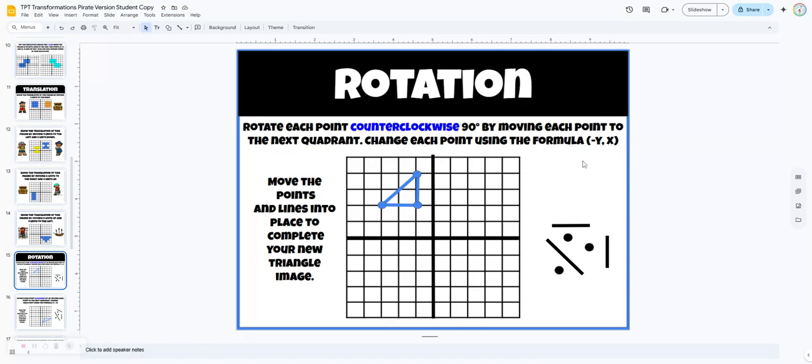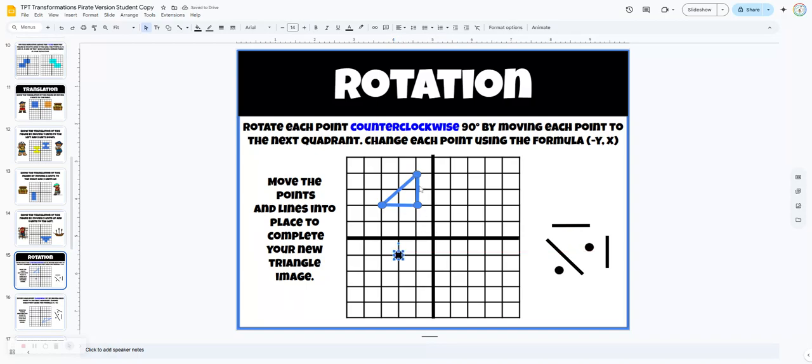So this is the formula for clockwise 90 degrees. This first point is negative 1, 2. So if I move the numbers so they are in this order, I'm going to get negative 2, negative 1. And I just click and hold on one of these points and I place it at negative 2, negative 1.